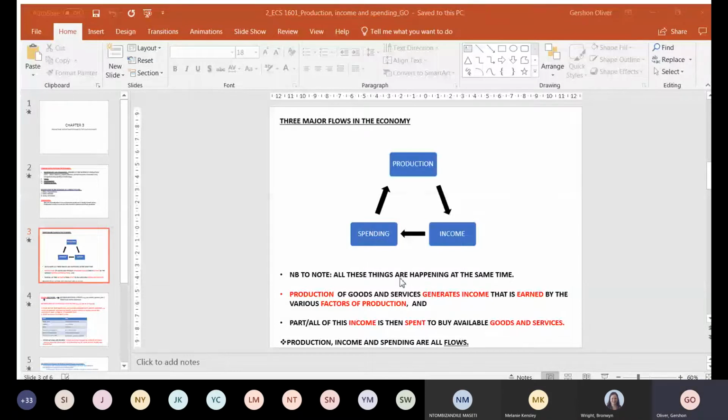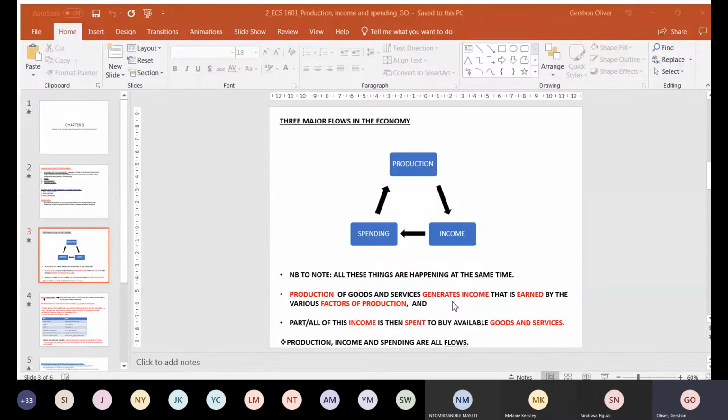So as I mentioned earlier, the three major flows of the economy are production, income, and spending. The key thing to note is that all of these things, production, income, and spending, are happening at the same time. Please focus on those red and blue words. So production of goods and services generates income, right? That is earned by the various factors of production.